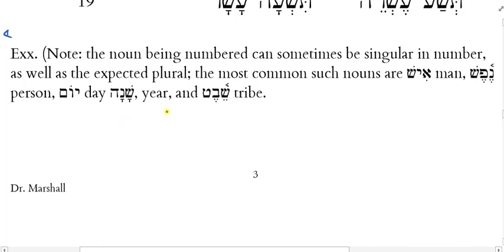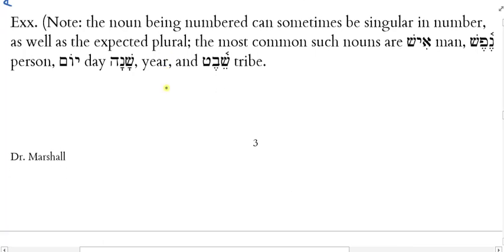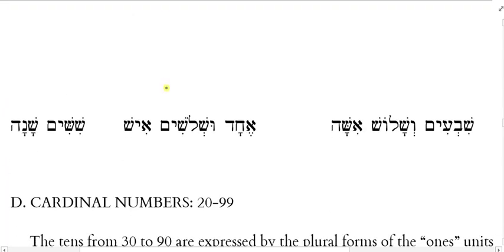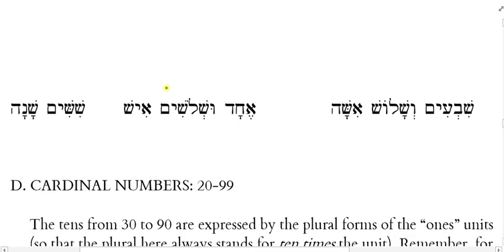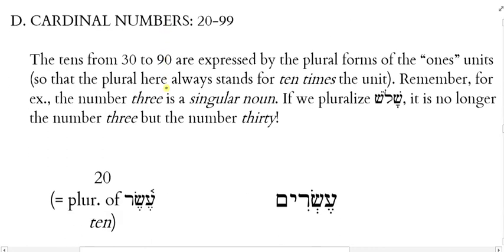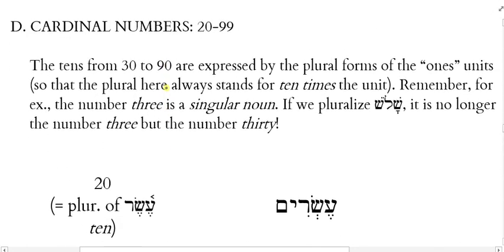Because that's actually one of the nouns that could be singular with a plural-sounding number in front of it. Okay, so the words ish, man, nefesh, person, yom, day, shana, year, and shevet, tribe, those could be singular with a number noun in front of them. They could be plural as well, but frequently you'll see a singular form, okay? So let's take a look at 3 examples here. Actually, I just realized that I have this in the wrong place. I need to do my cardinal numbers for 20 through 99 first, and then we'll do these examples.